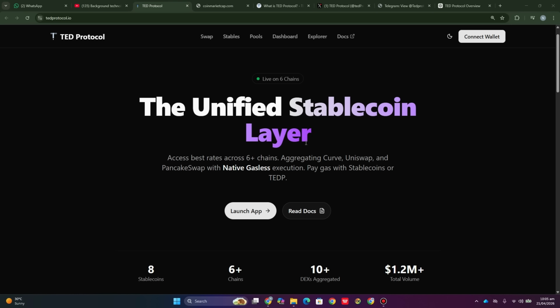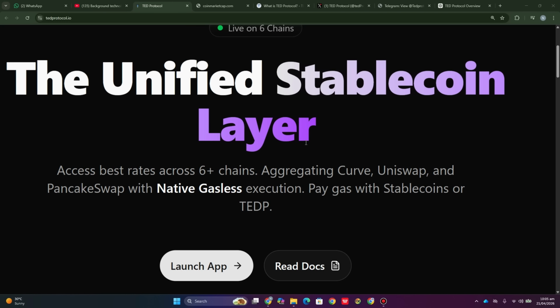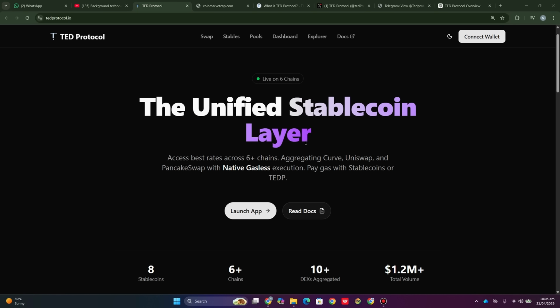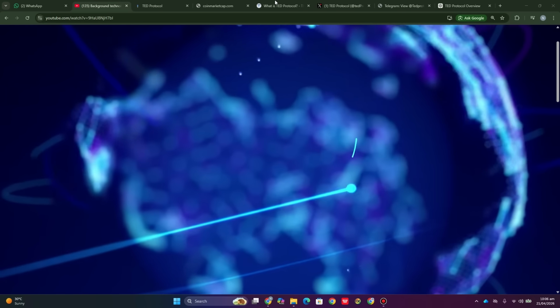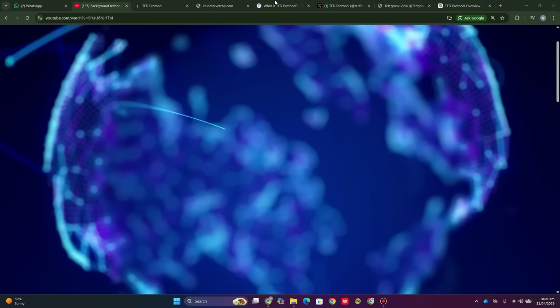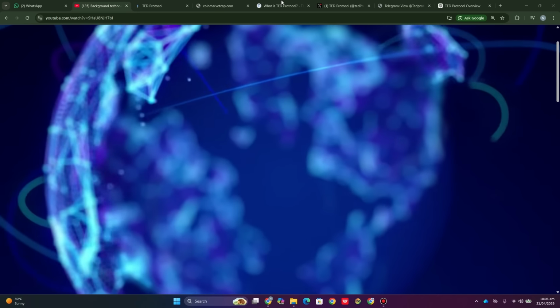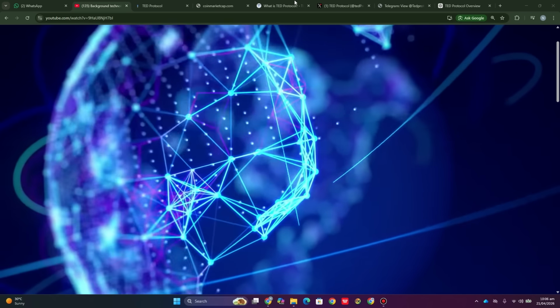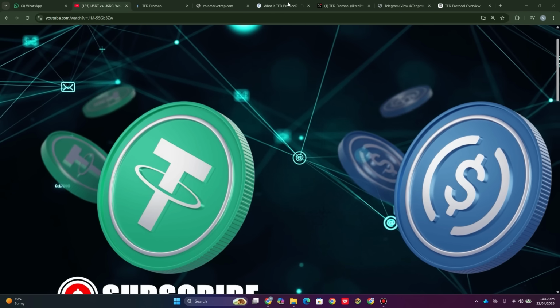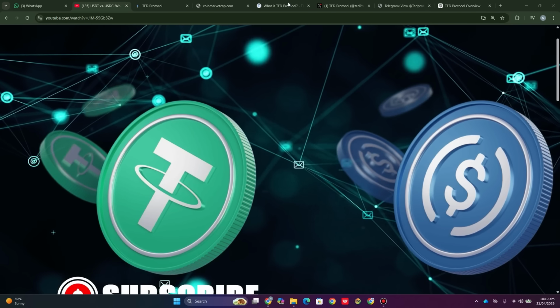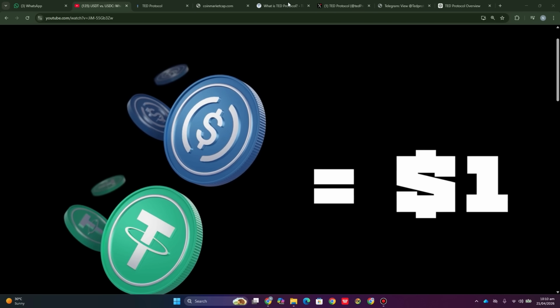Today we are diving into something really interesting in the crypto space, a project that is trying to solve one of the biggest problems in Web3 right now: moving stablecoins across different blockchains easily. This is the biggest problem. If you have ever tried sending USDT or USDC from one chain to another, you already know it's not always simple and definitely not cheap.